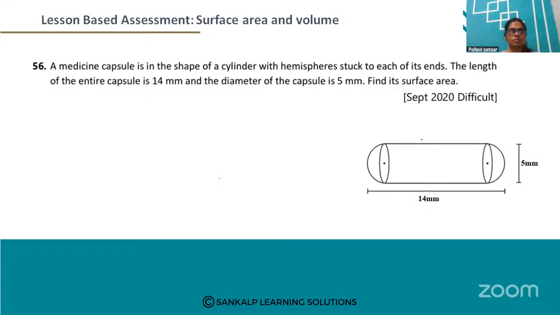Look at the question number 56. A medicine capsule is in the shape of a cylinder with a hemisphere stuck to each of its end. The length of the entire capsule is 14 millimeter and the diameter of the capsule is 5 millimeter. Find its surface area. So here, now identify the components and the dimensions of the capsules. Okay. So here, the capsule is composed of cylinder and two hemisphere.